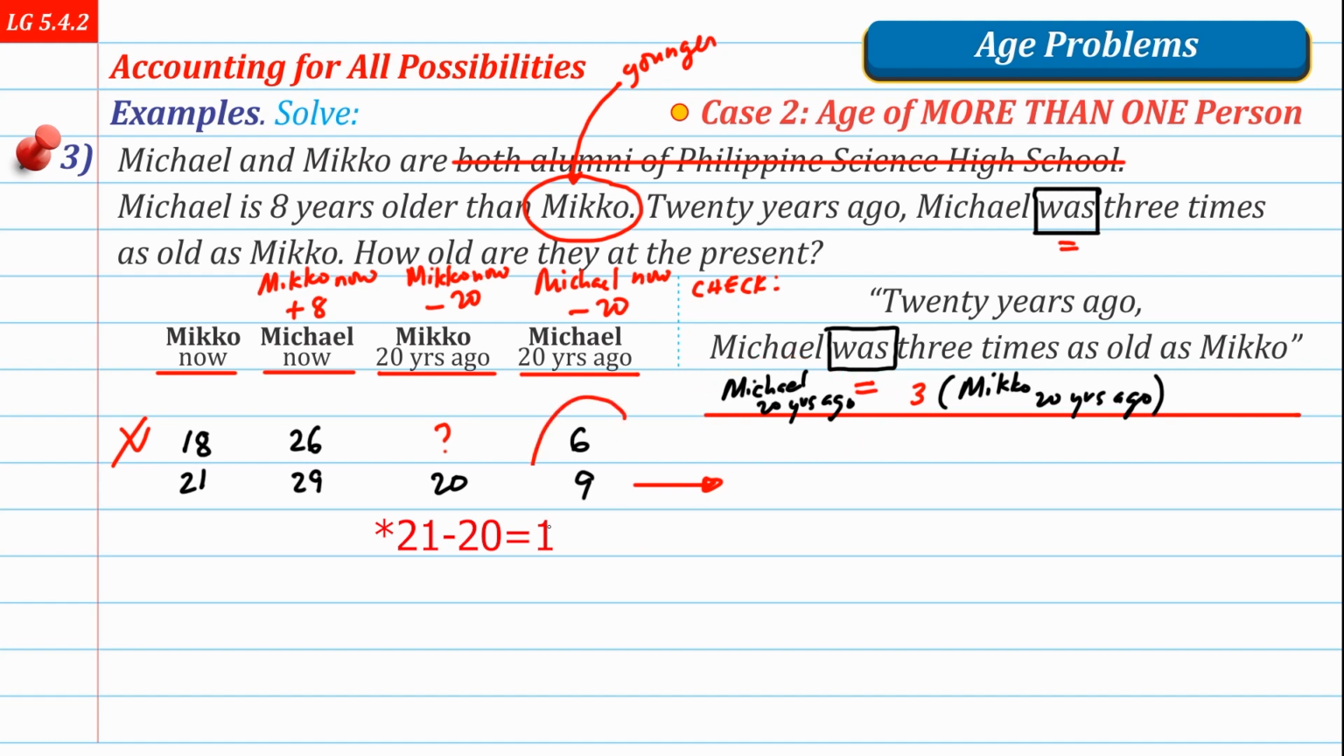Michael, 20 years ago, ito po palang columns na itong i-compare natin kasi mga ages nila 20 years ago. Michael, 20 years ago is 9. Is it equal to thrice Miko, 20 years ago? Ano ba si Miko? Ay, sorry. 1 year old. 21 minus 20 is 1. Okay, so 1. True or false? It's false. Okay, mali pa rin.